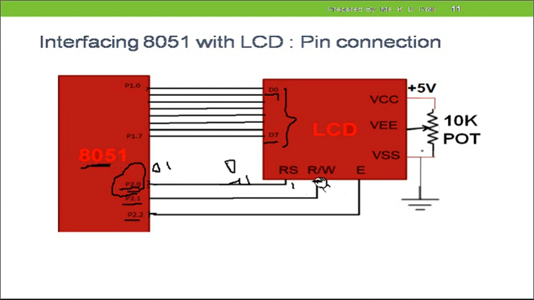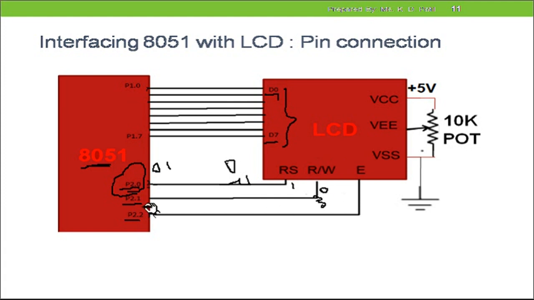Then the next pin is the read write pin. We are not at all interested in reading from the LCD; we are more interested in displaying our data on the LCD. So for us, the read write pin should be 0. I will connect this pin to ground, then automatically it will be 0. But if you want to read some data from the LCD, then there are two cases: read write equal to 1 if you want to read the information from the LCD, and read write equal to 0 if you want to write the information to the LCD.